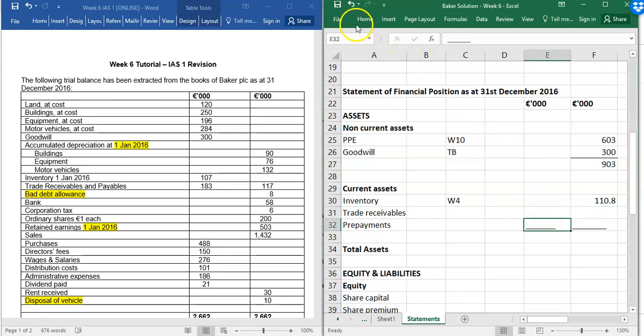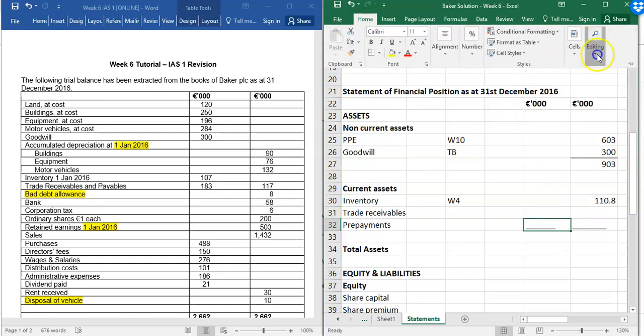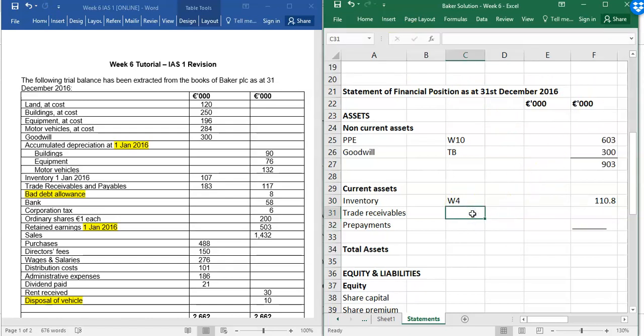Trade receivables, now you need to be careful with trade receivables. We have a couple of adjustments done. So we're starting off with trade receivables 183. We take off our bad debt of 8, and we take off our updated provision, which is now 7. They're all coming from working 6. It's just to remind you of that.